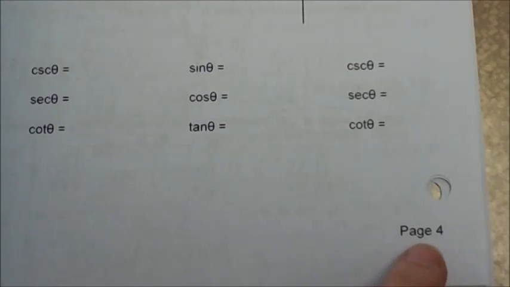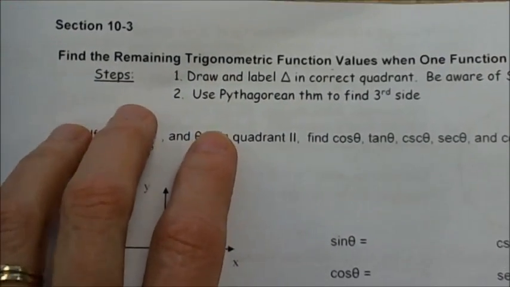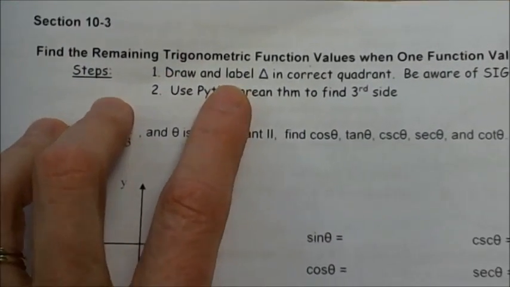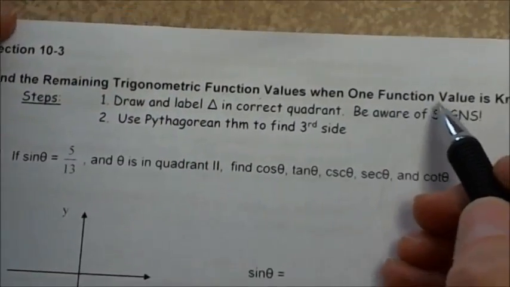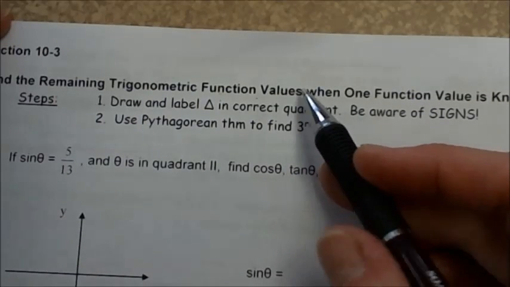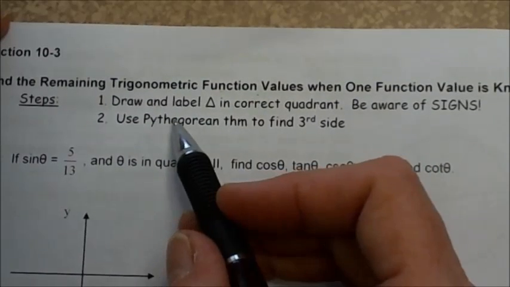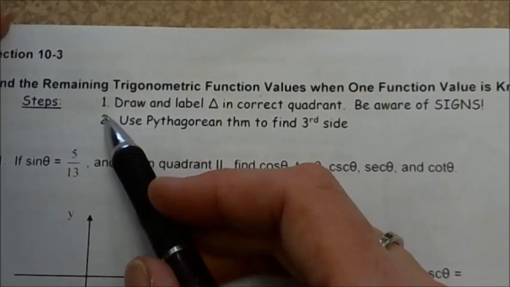Today we're going to go over pages 4 and 5 of our Chapter 10 notes. This is section 10.3. What we're going to find today is the remaining trig function values when one function is known. Like if you know the sine, we're going to draw a triangle and figure out all 5 of the other trig functions. So there's only 2 steps involved.